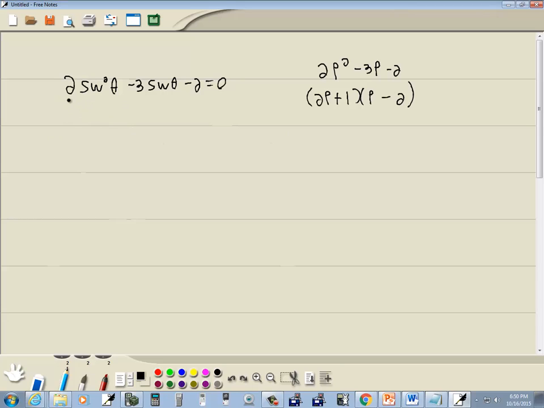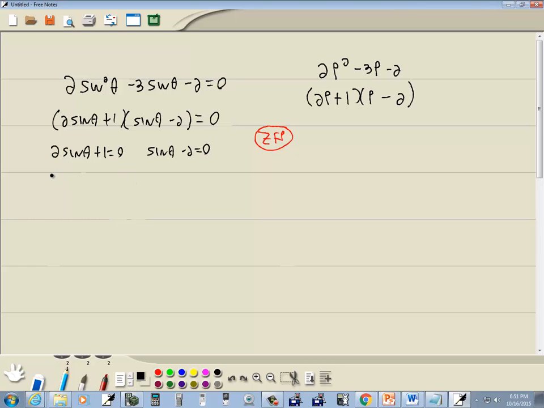Okay. So I'll come back over here, but instead of p's, we're going to put sine in there. So this factors as 2 sine theta plus 1, and then sine theta minus 2. Okay. Zero factor property. You get 0 on one side, you factor the other side, you set each factor equal to 0. So we're going to set 2 sine theta plus 1 equal to 0, and we'll set sine theta minus 2 equal to 0.